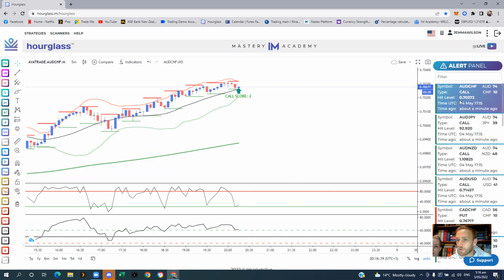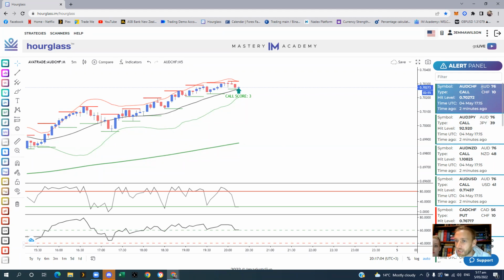And then the next thing you're looking for is the call to be in the direction of the currency strength. So what I mean by that is, 76 is AUD's currency strength, so it's the stronger out of the two. So price is moving towards AUD. It's moving up, and you want to take calls with the trend. Remember, the trend is your friend.